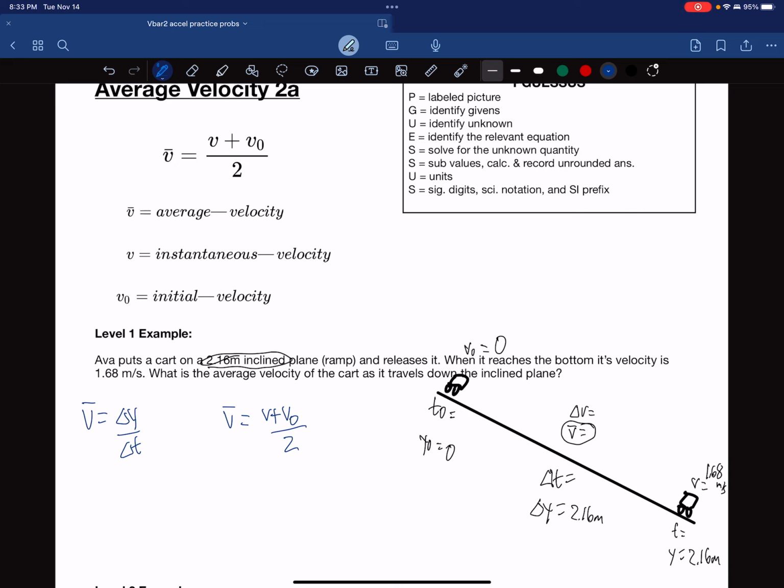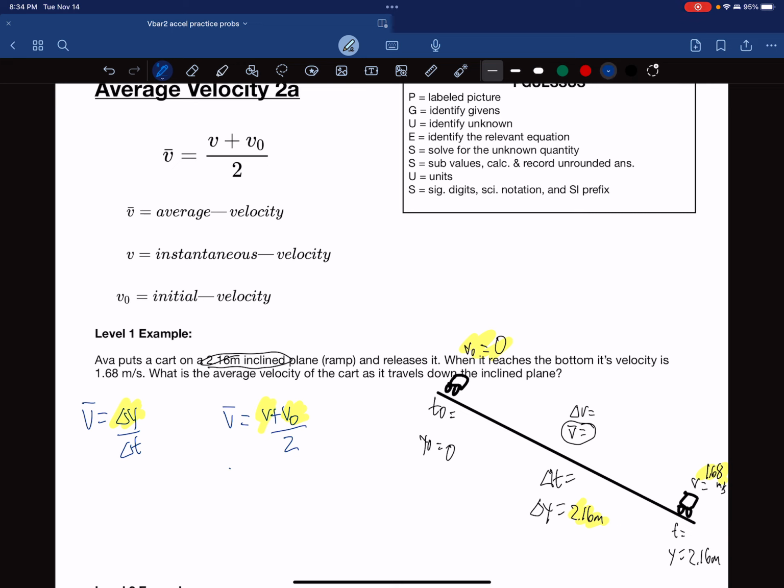Now, if we try to find the information that we're given, we have a delta y, which is 2.16 meters. We know that the velocity at the bottom is 1.68 meters per second. And we also know that the initial velocity is 0. So from examining this information, we can see that in this equation, we know everything on this side, and that allows us to solve it. Whereas for the other equation, we do not know the time interval. We don't know how long it takes.